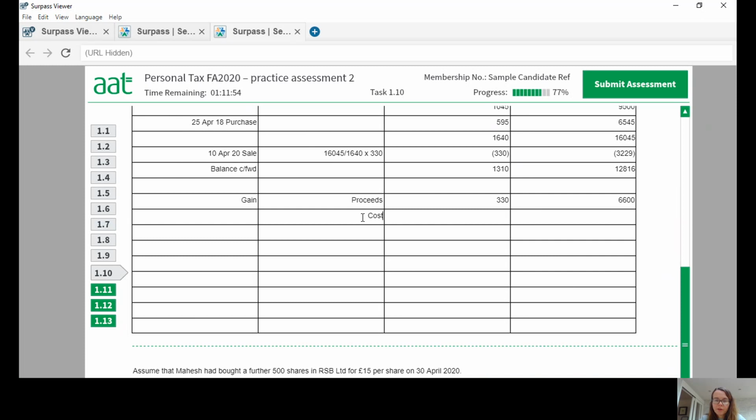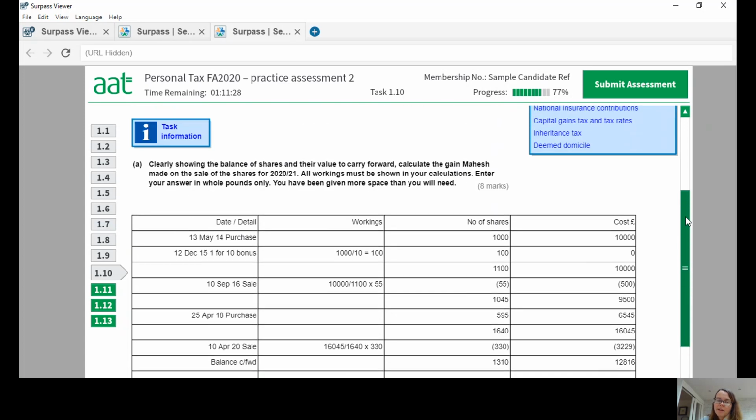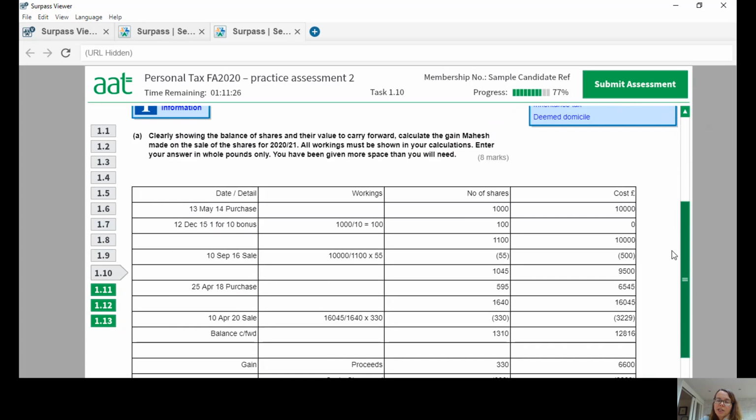And the cost, and you could say that comes from the share pool. Remember, it could be the other matching rules as well, but we checked that at the beginning and they didn't apply. So all 330 coming out the share pool, and you can just copy that row. So 6,600 subtract 3,229 gives you a gain of 3,371. All right, so that's what you'd be looking to achieve there.